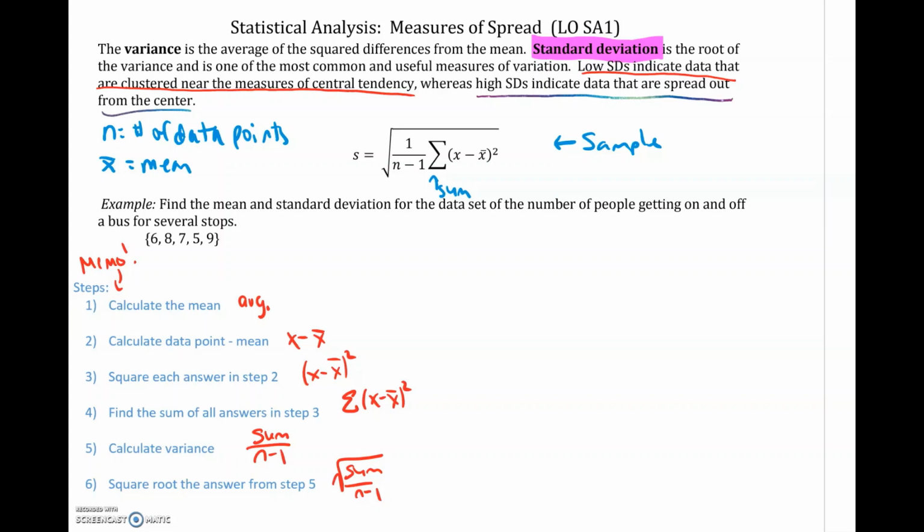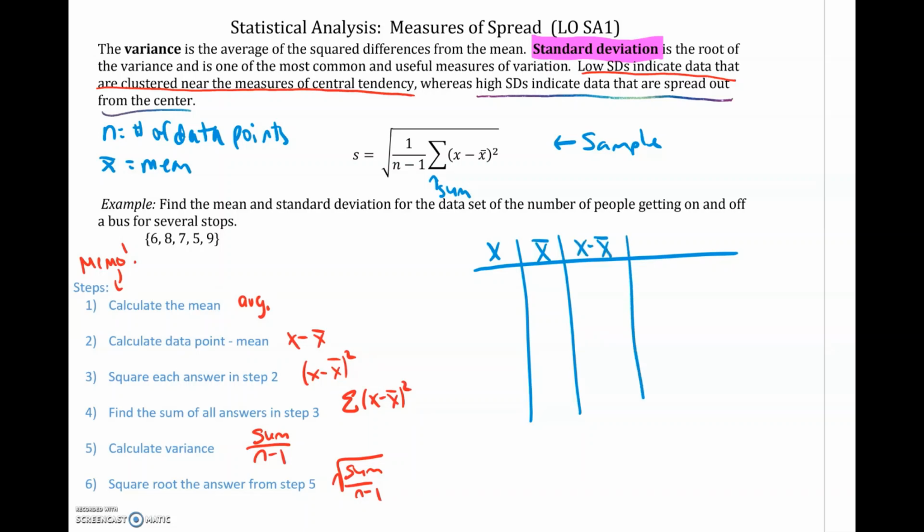So we have each data point, which we'll call X. Then we want to first find our X bar, and then we can do X minus X bar, and then X minus X bar squared. So that kind of organizes what I'm doing. Okay, now let's actually find our mean so we can fill in our chart.